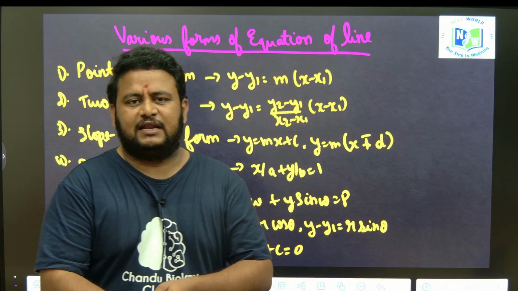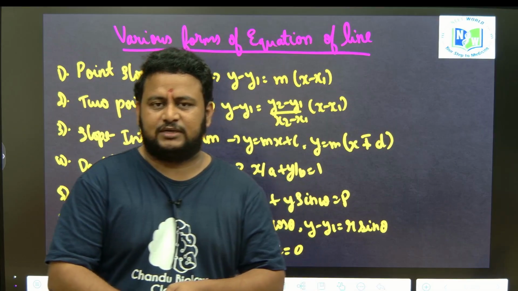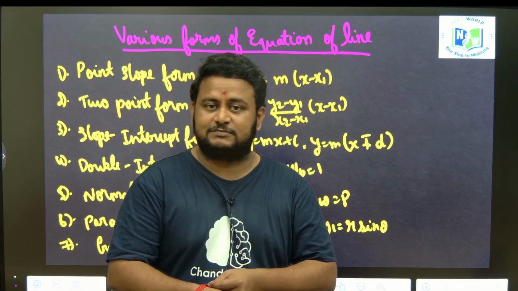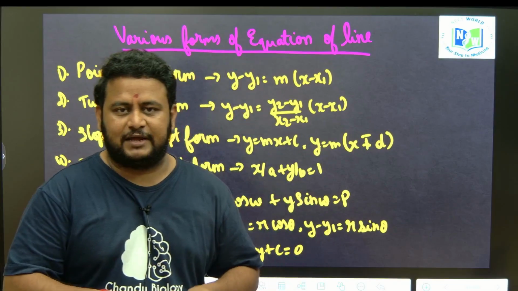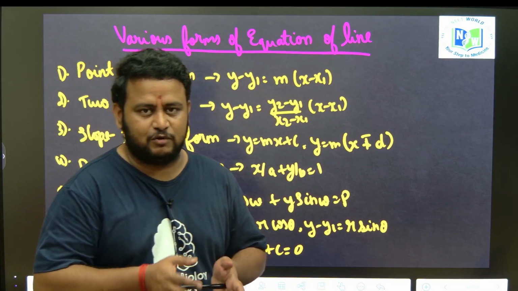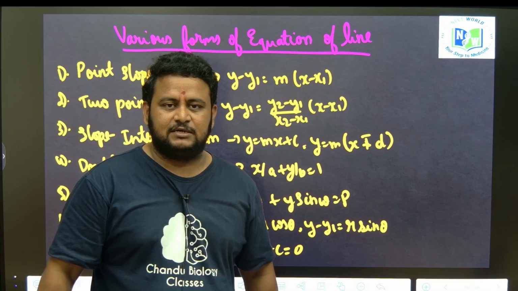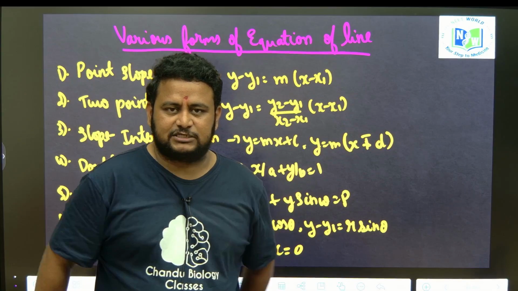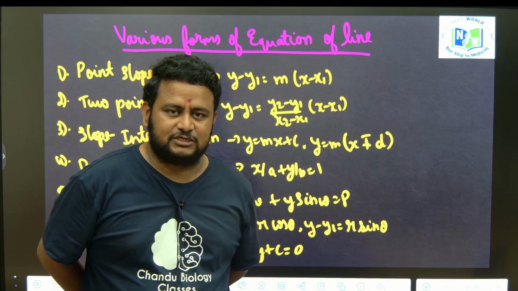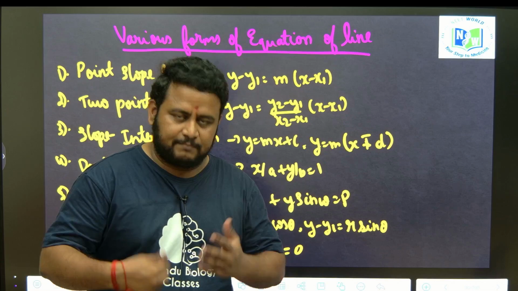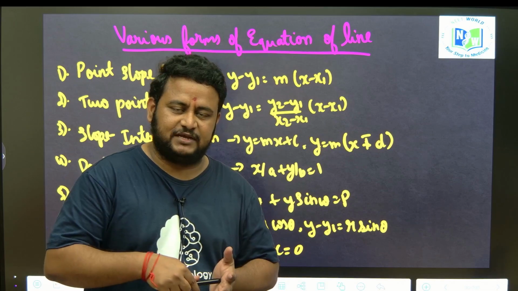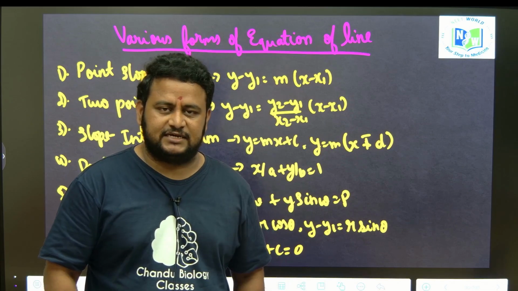If a line is divided by a point in the ratio m is to n, but also if a line is divided by the line ax plus by plus c, how to apply that? Without applying the section formula also you can solve. That is what we learned: minus ratio of ax1 plus by1 plus c divided by ax2 plus by2 plus c. If minus is written, then it divides externally. If minus is not there, then it divides internally. All these things we learned.